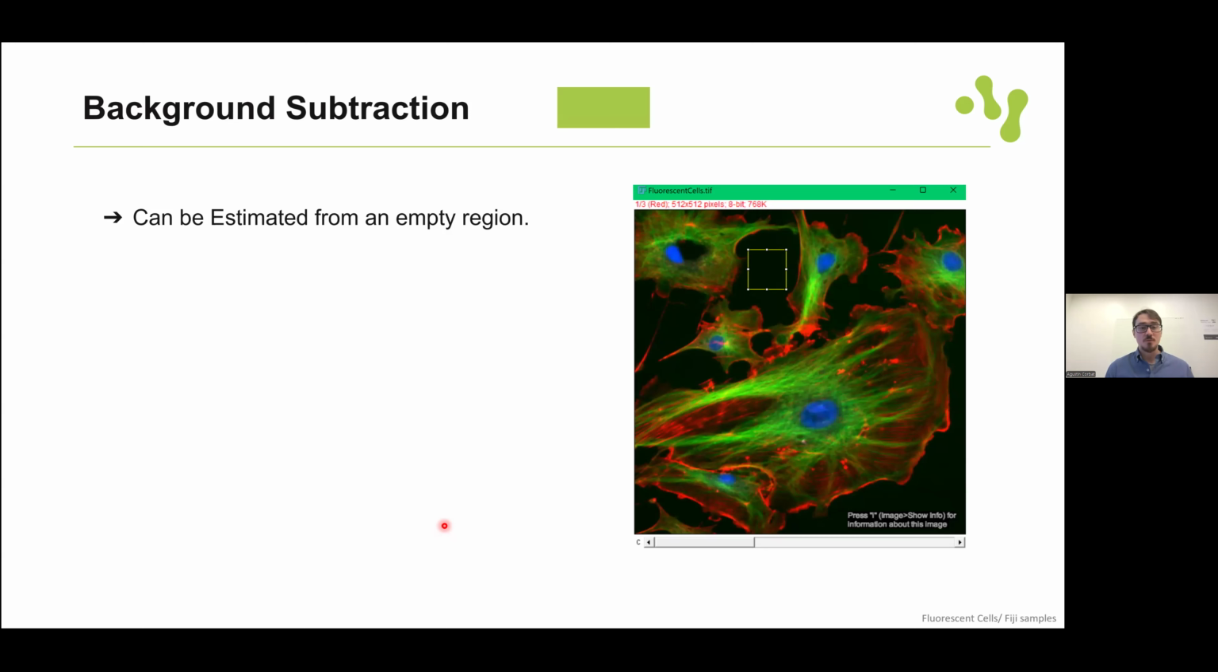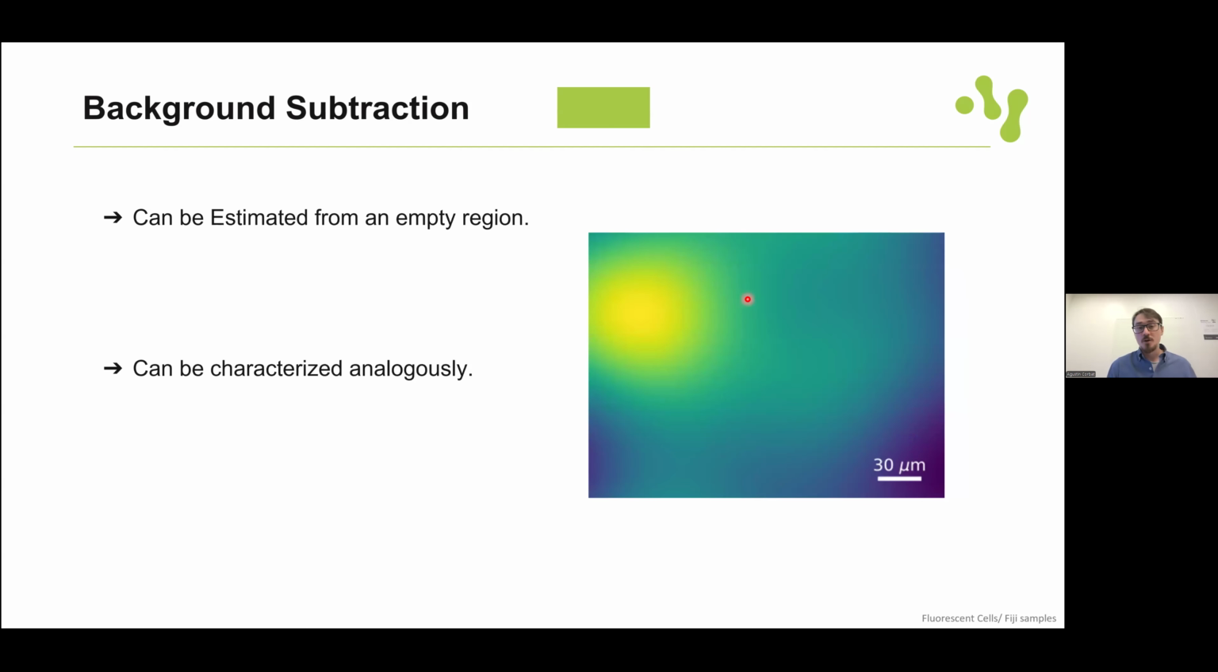So let's say we want to estimate our background from our image. We could maybe, if we don't have any other information, select a region that should correspond to background and estimate what is the level of background in this image. We could also characterize our background from our microscope by acquiring images without the sample.